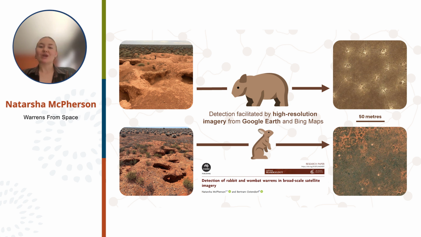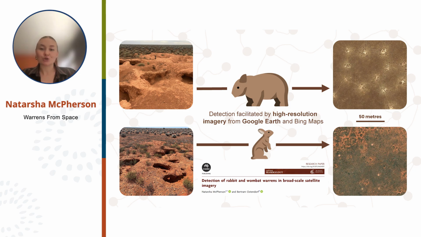So we've been exploring whether open source satellite imagery like Google Earth and Bing Maps could help to detect rabbit and wombat warrens as sort of these fixed indicators of occupation. In open landscapes like the Nullarbor, rabbit warrens can often be distinguished from wombat warrens based on features such as size, colour, and structural differences with spoil mounds and entrances.